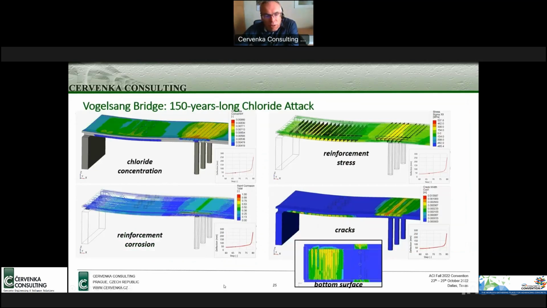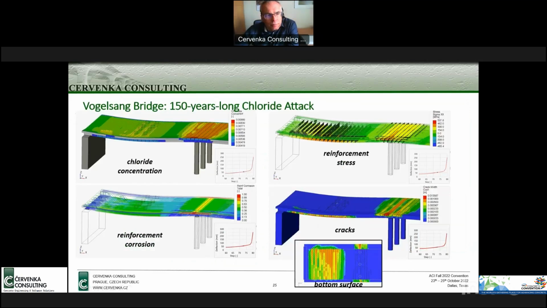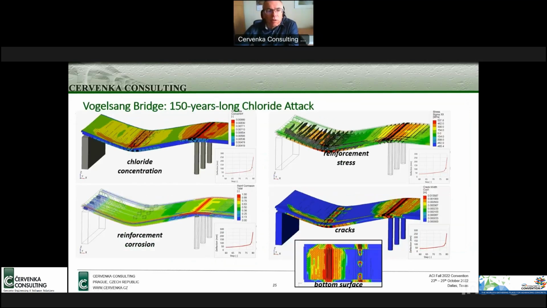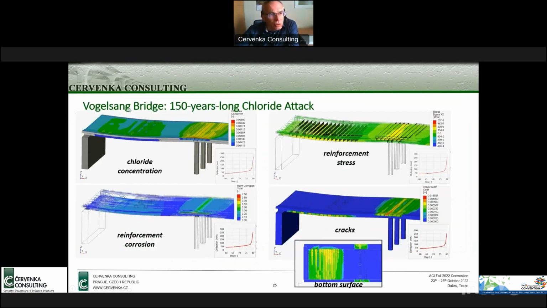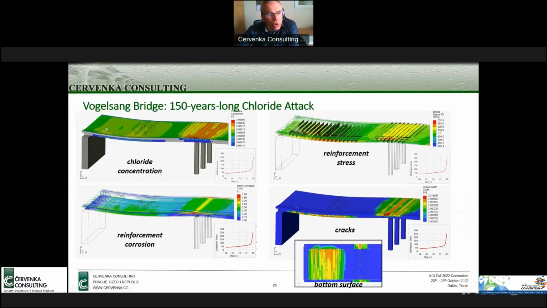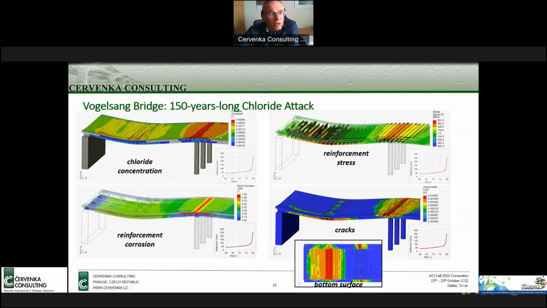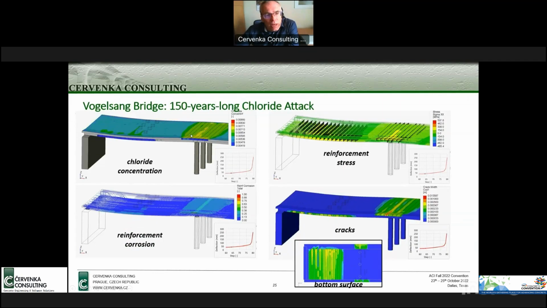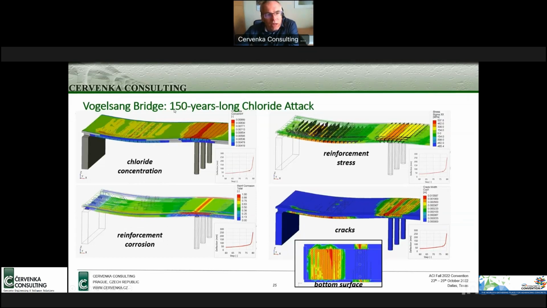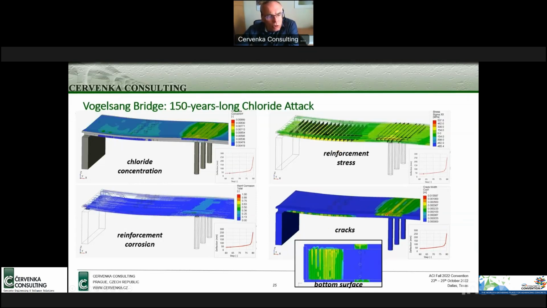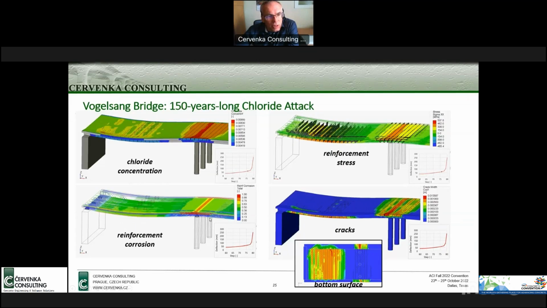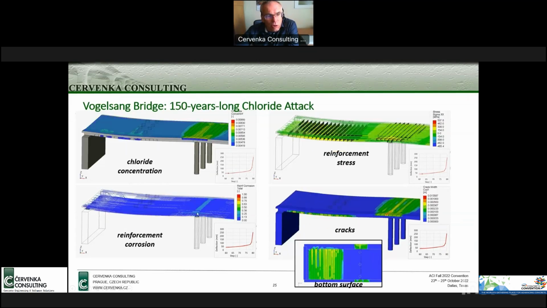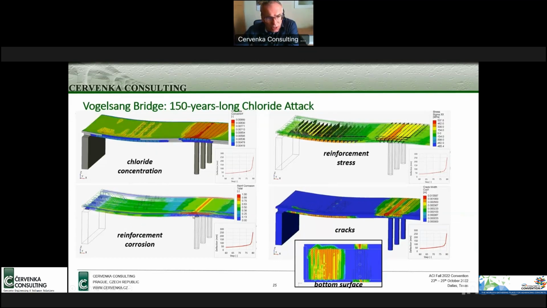Now, here I'm showing some slides from the other pilot example from Germany. What we can see here on the top left figure shows the chloride concentration with the model I described very briefly previously. Chloride concentration at the depth of reinforcement in time. This is over 150 years. The bottom left shows the reinforcement corrosion, how it develops. So you indeed can see that the chloride concentration and corrosion develop sooner at the locations where there are some cracks.